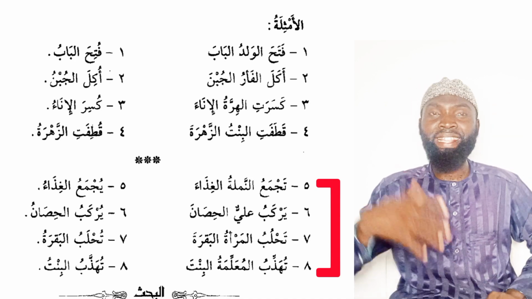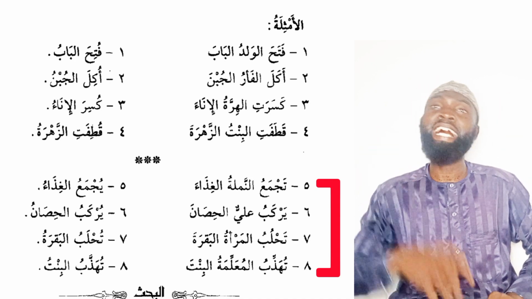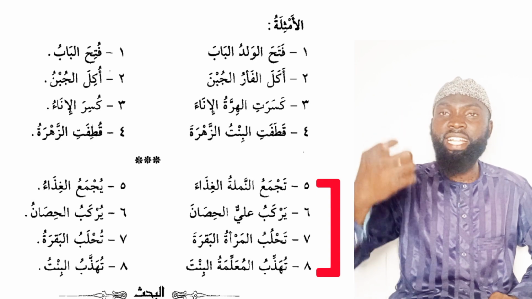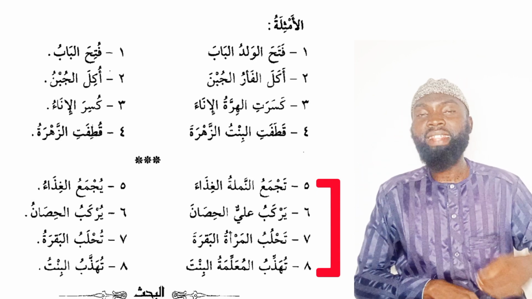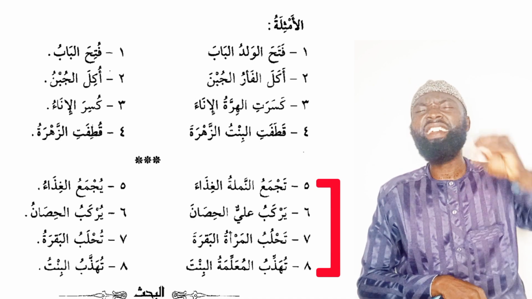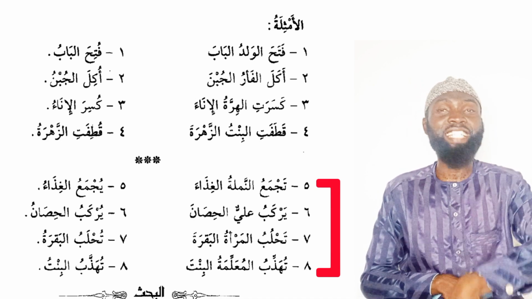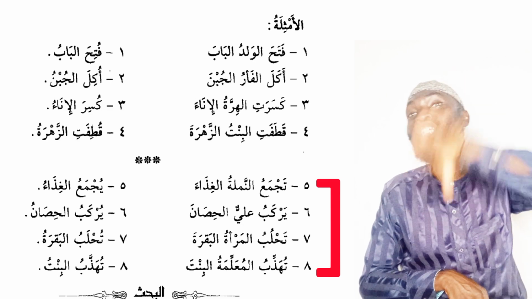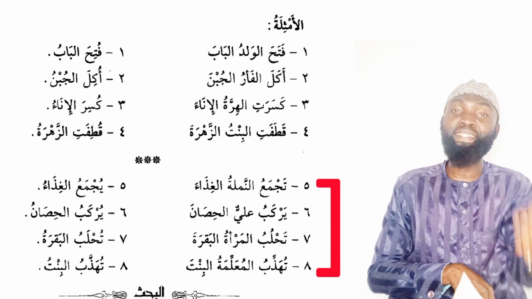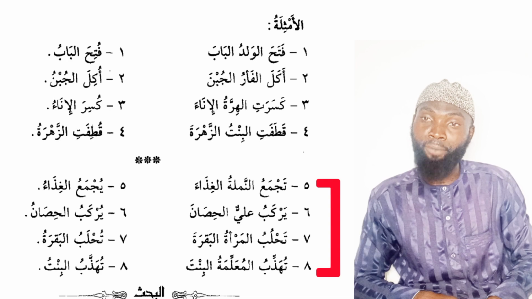We have Tuhadhibul Muallimatul Binta. The female teacher is training the girl. We have Tuhadhabul Bintu. The girl is being trained. Now you can see these examples have both present tense verbs and how they could be changed from the active voice to the passive voice, and even the past tense verb.